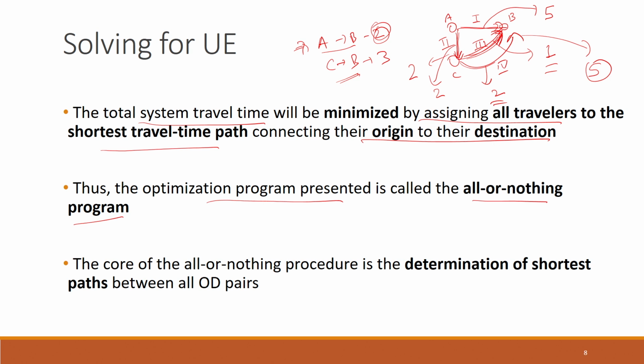Okay. So although this all or nothing program is a linear program, so it's not very difficult to solve, an alternate procedure is to think of it in this way: assign the flows based on all or nothing assignment. So for every origin destination pair, assign all the demand to the path which is the shortest. Okay.